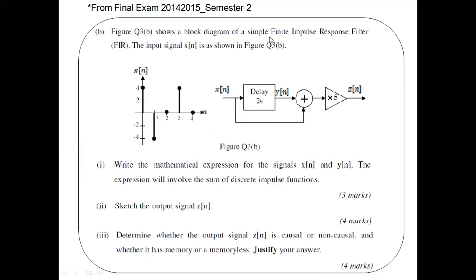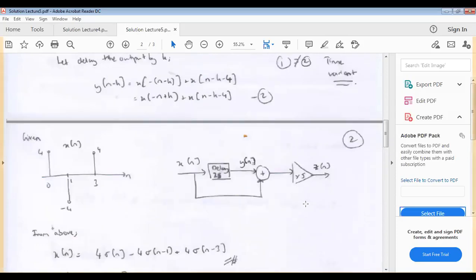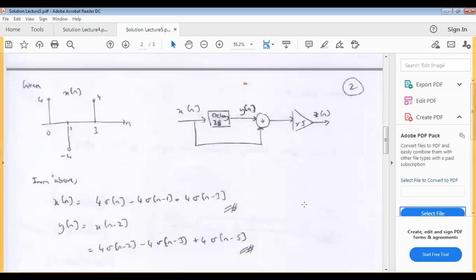Let's have a look at the solution for this problem. We have this x[n] just now. As requested by the question, you need to write the equation for both x[n] and y[n] in terms of impulse functions. Based on this given x[n], it should be written as 4 delta[n], because we have impulses at 0, 1 and 3. So it should be 4 delta[n] minus 4 delta[n-1] plus 4 delta[n-3].